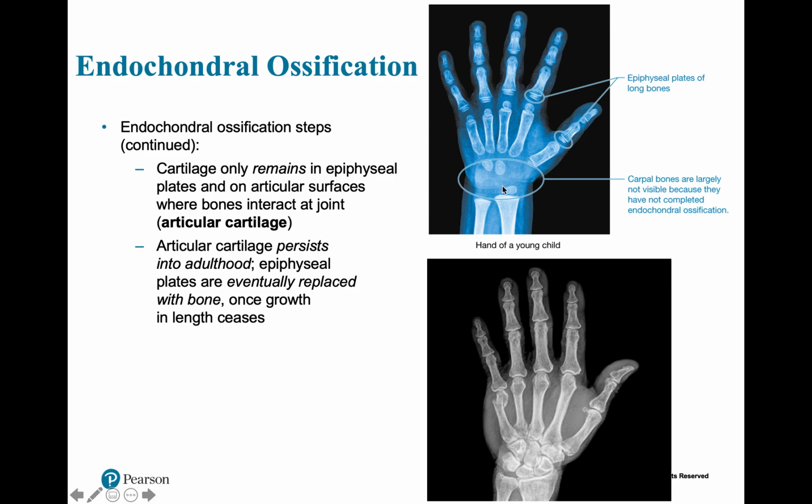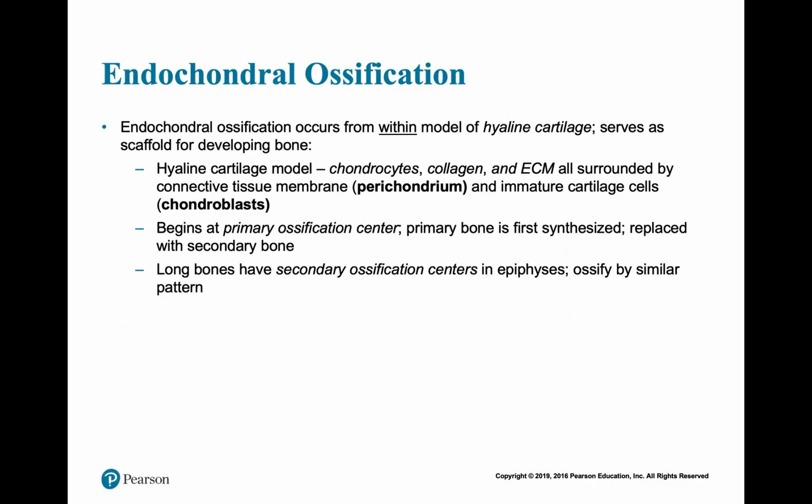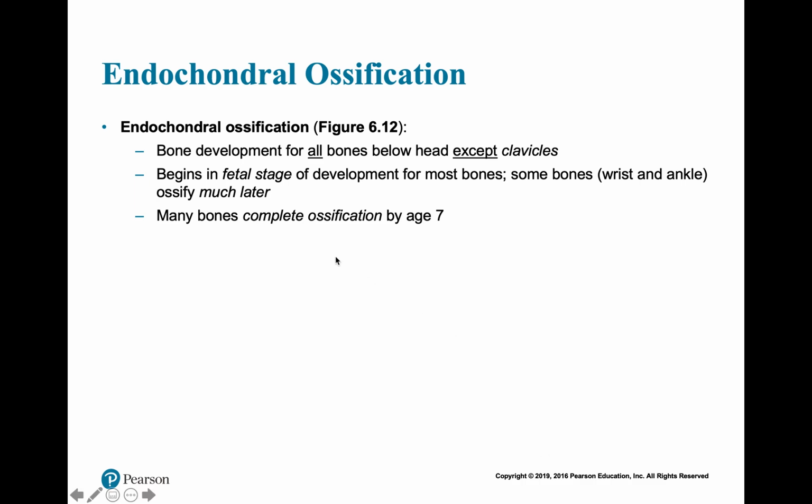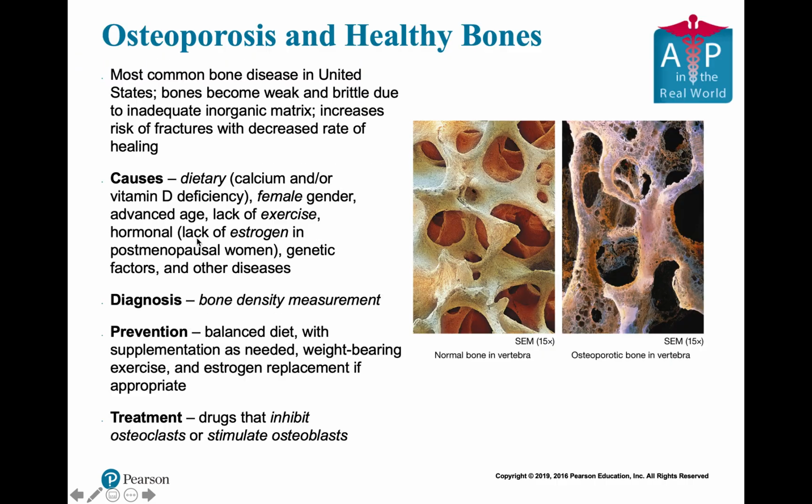So here, it looks like there are no carpal bones in the wrist, but they just haven't completely ossified yet. Whereas this is an x-ray of a hand of an adult, and now we can see those prominent carpal bones. So this is demonstrating that the carpal bones are some of the last bones to completely ossify. Endochondral ossification begins in the fetal stage of development for most bones. Some bones, like of the wrist and ankle, ossify much, much later. Okay.